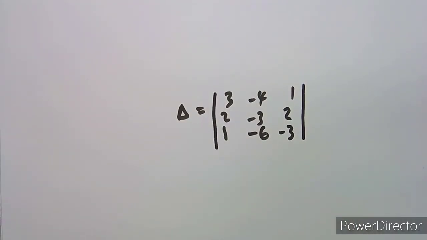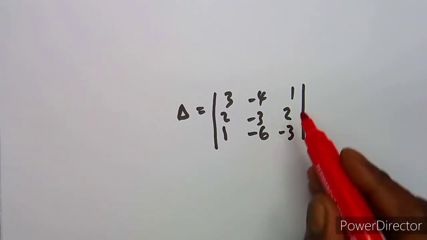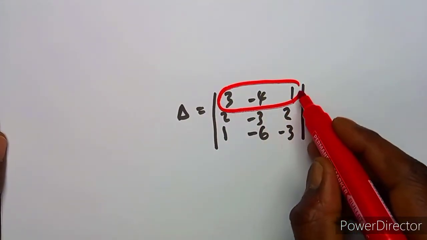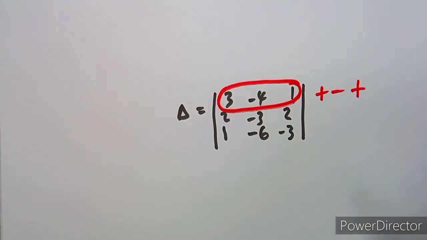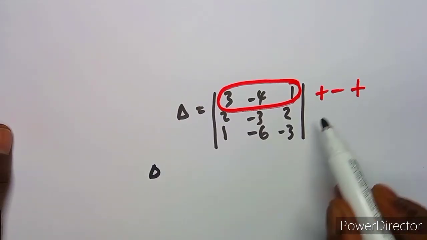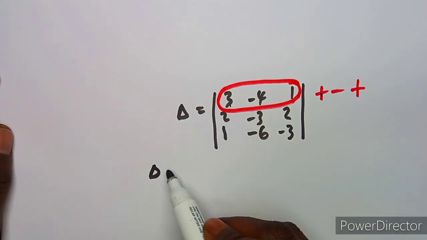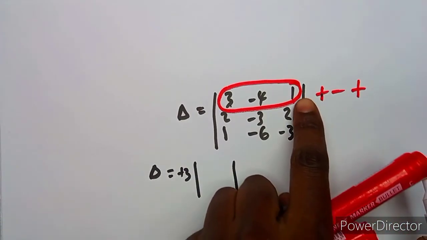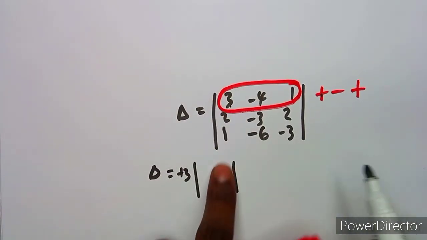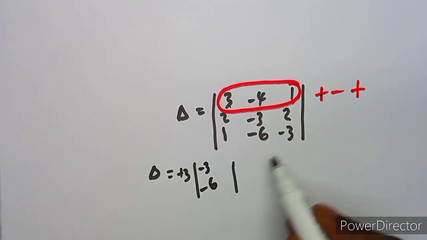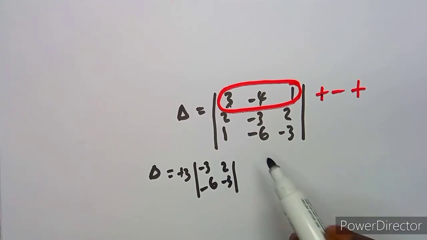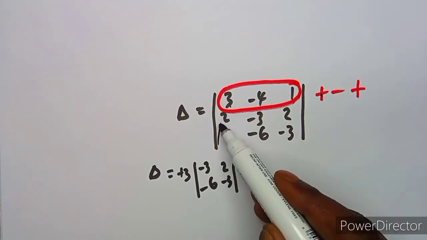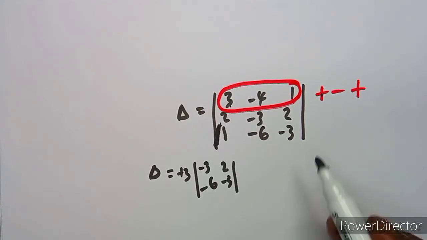So I'm just going to apply the same thing. Use the first row here with plus minus plus, so it's not going to be changed. As you can see, guys, it's now a repetition, so it's plus 3, determinant of, you close the row and the column, so you're going to be left with -3, -6, 2, and -3 if you close this row and this column. Okay, so it's not mistaken here.